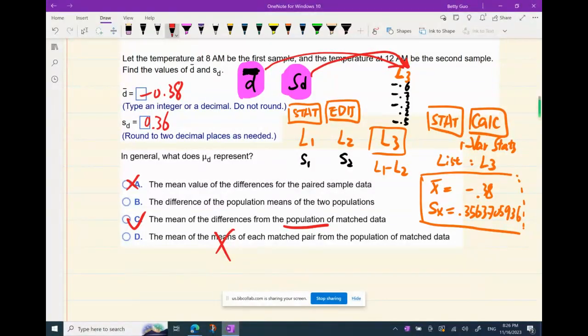Oh, actually, D is a confusing one. D says mu sub 1 minus mu sub 2 is different. B means mu sub 1 minus mu sub 2, which is different from mu sub D. Mu sub D means a different thing. Mu sub D is the mean of a new population, if you see the population as the differences of all the pairs from the given two dependent populations. Yeah, this one we should choose C.